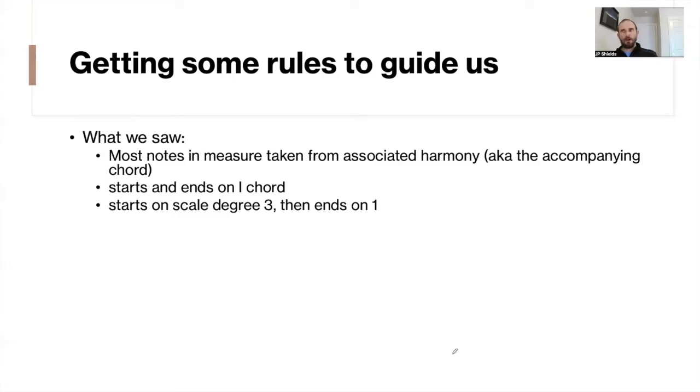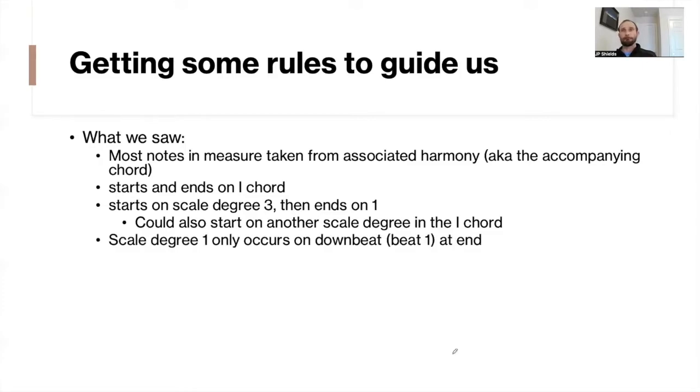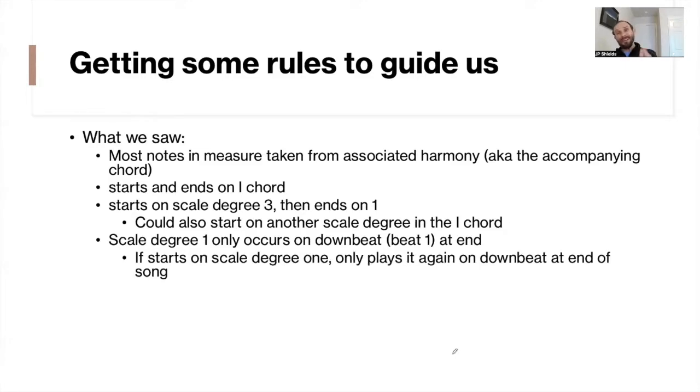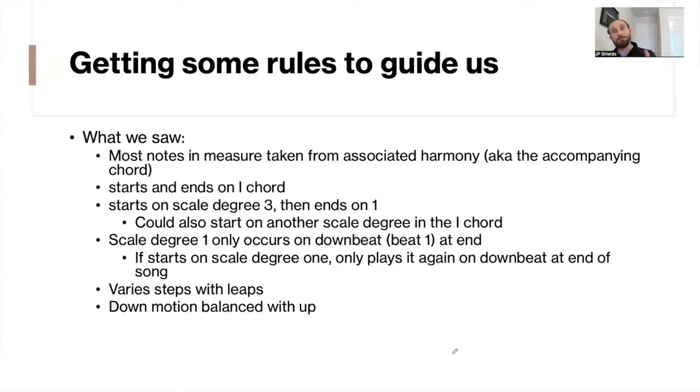Those two songs we saw start on the scale degree three, but ended on one. But like I said, it could also start on another scale degree in the one chord. Scale degree one only occurs on a downbeat or beat one at the end. Or if it does start on the scale degree one, it only plays it again on a downbeat at the end of the song. There's a variety of steps and leaps, and down motion is often balanced with up. Although eventually there's this arc where it kind of rises and falls back to one.